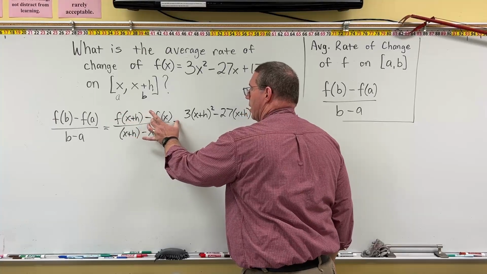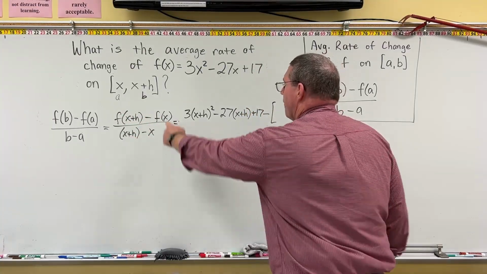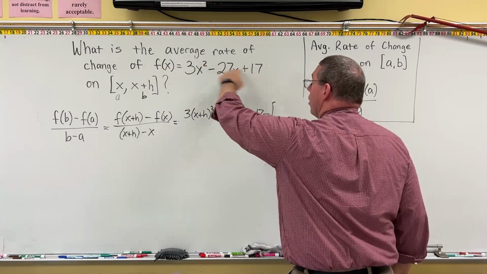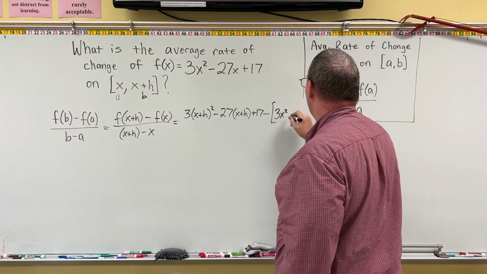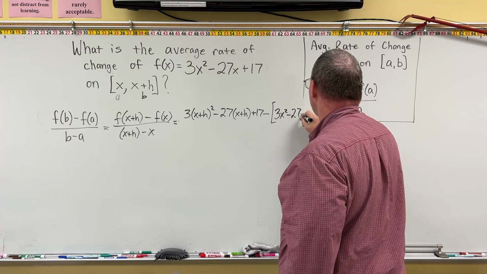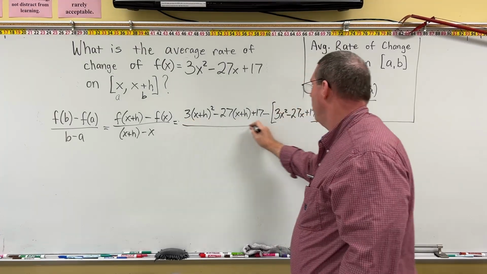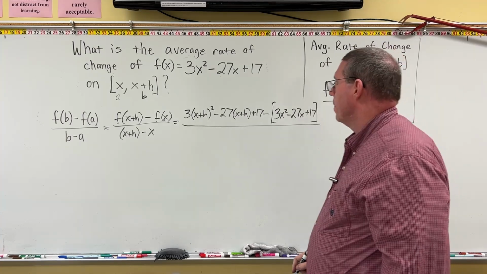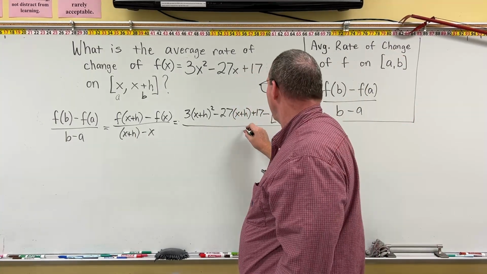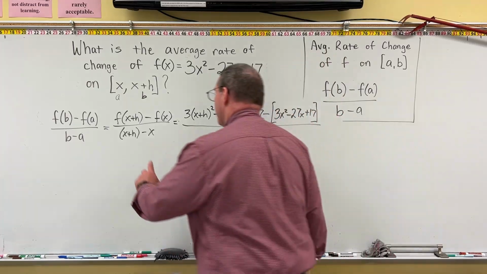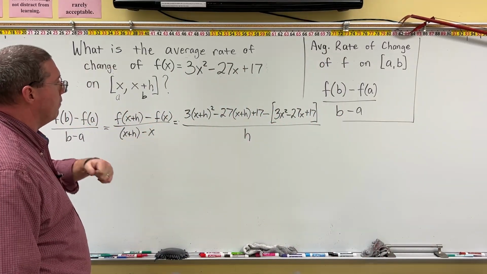Now we're going to do minus f of x. Minus, and what's f of x? F of x is what you see here. It's 3x squared minus 27x plus 17. There we go. All over x plus h minus x. Well, we already said that's just h, right? Because x minus x is 0. It cancels, and all that's left is the h.